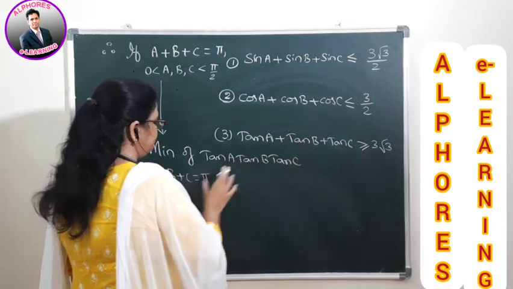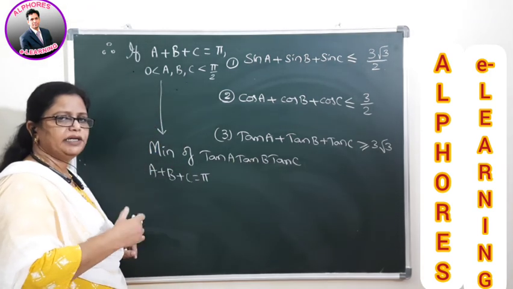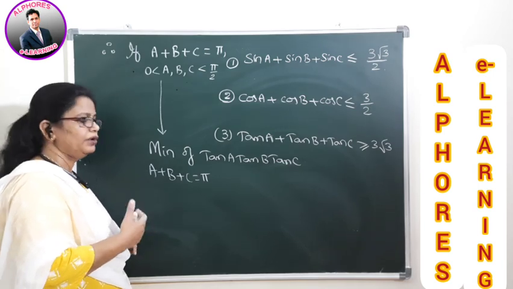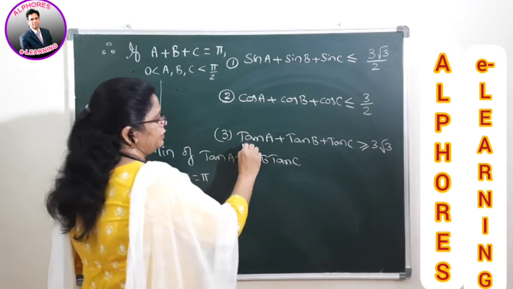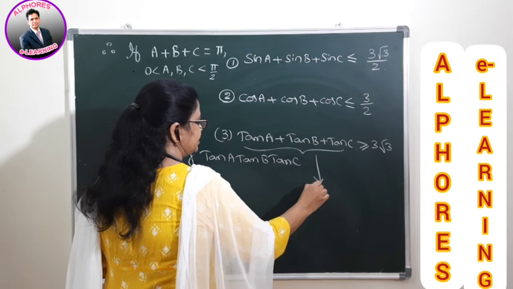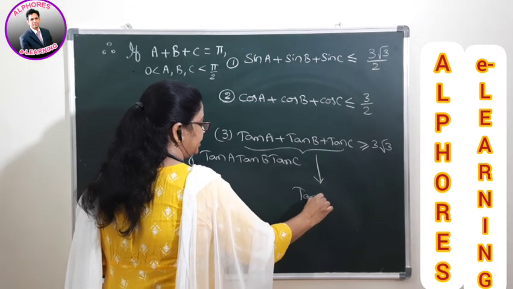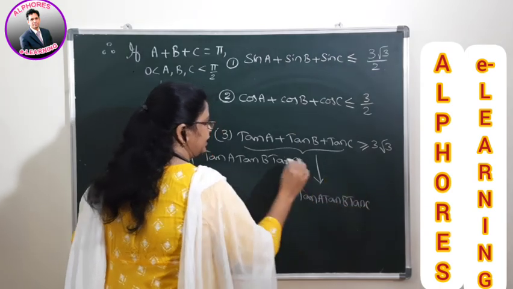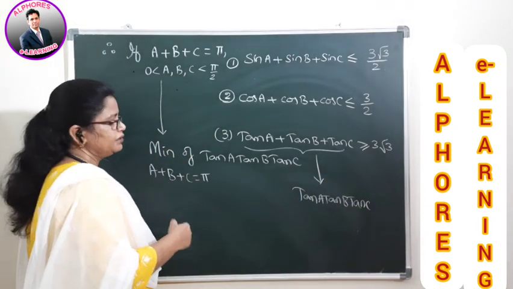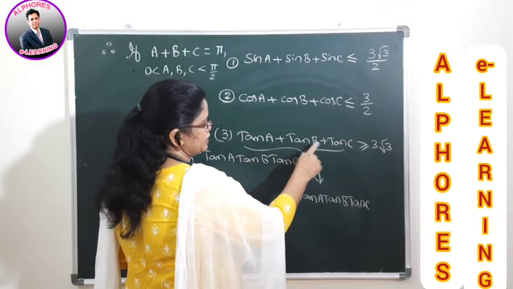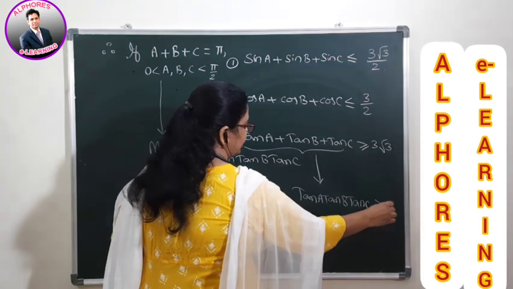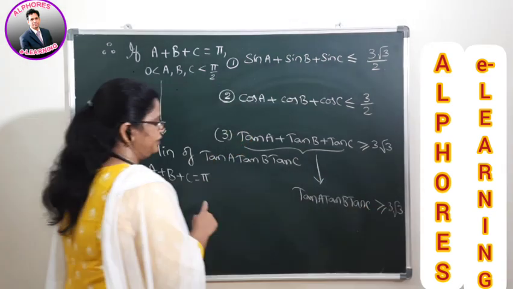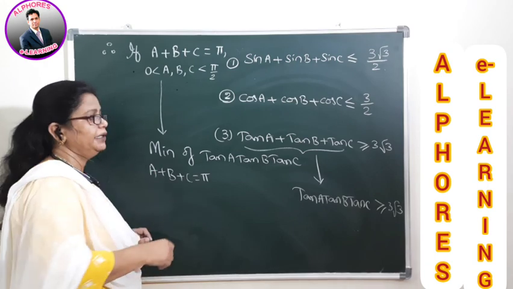So this is A plus B plus C is pi, which implies the conditional identity in compound angles that we have studied for the tan function. What is this result actually? It is nothing but tan A tan B tan C. So if they ask the minimum value of tan A tan B tan C, or else the minimum value of tan A plus tan B plus tan C, both are one and the same, because of the rule here, conditional identities.